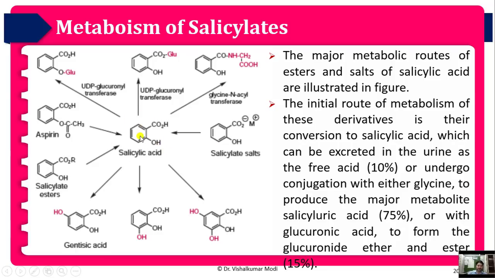This salicylic acid is conjugated with glycine with the help of the glycine N-acyltransferase enzyme and produces salicyluric acid. It also conjugates with glucuronic acid to form the glucuronide ether and ester moieties. This is the ester moiety and this is the ether moiety of the glucuronide. Some of the salicylic acid undergoes microbial aromatic hydroxylation and produces xanthurenic acid.